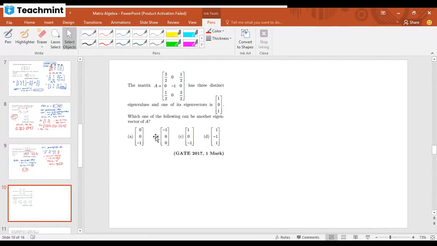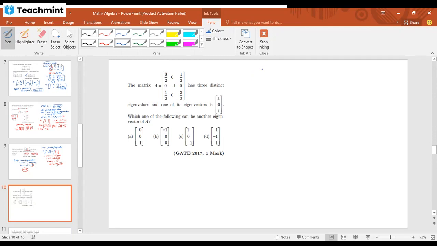Okay, let us move to the next one. Again, we are given a matrix A, and it is given that it has three distinct eigenvalues and one of the eigenvectors is (1, 0, 1). Which one of the following can be another eigenvector of A? In this case, there are two ways to find the other eigenvector.